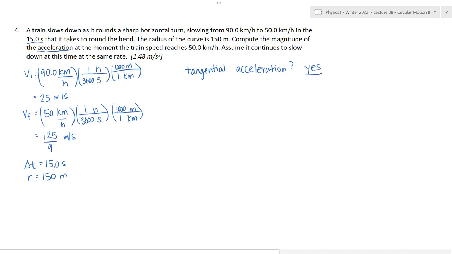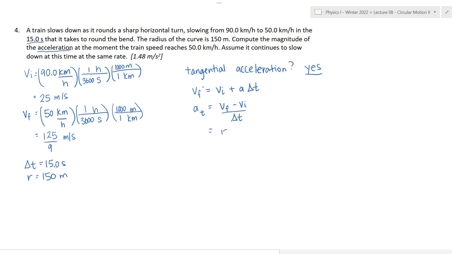So how do we find that? Well, tangential acceleration, to calculate it, you're just using the kinematic equations. The A's in the kinematic equations are referring to the tangential acceleration. So we know V initial, we know V final, we know delta t, and we're looking for A. So we can use an equation. V final equals V initial plus A times delta t. And we can rearrange to solve for A. A equals V final minus V initial over delta t. And just to be clear, we'll put a little t here. This is the tangential acceleration.